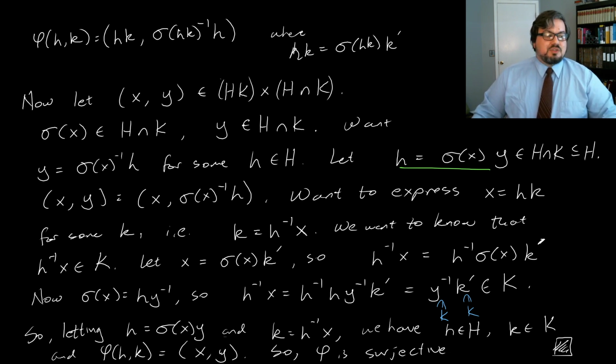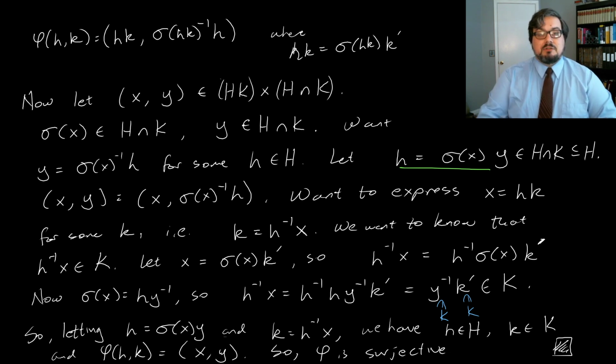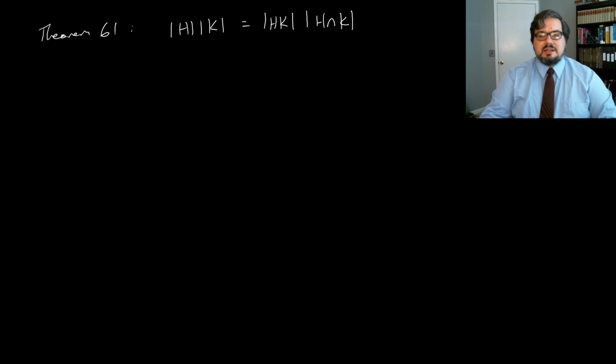This theorem is surprisingly powerful in certain ways. So, for instance, we can use it to determine that there are no more than a certain number of subgroups of a given group. So, the result that we just proved, Theorem 61, says that the order of H times the order of K is equal to the order of HK times the order of H intersect K.